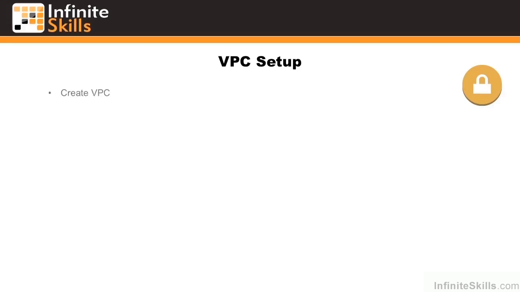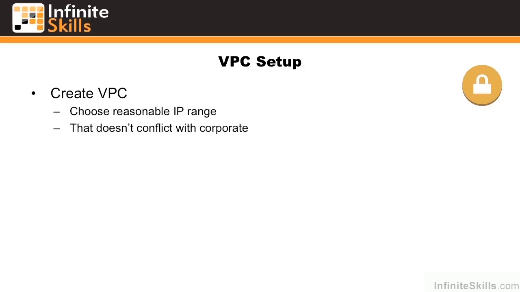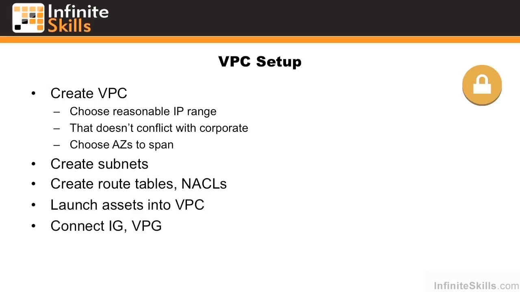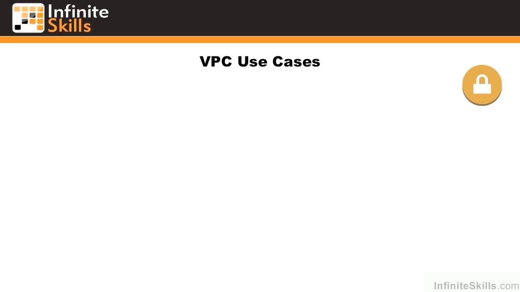AZ. To set up a VPC, you first create it by choosing a reasonable IP address range, being careful not to conflict with an IP address range that corporate has. Then you choose the AZs that you're going to span. You then create subnets, route tables, network access control lists, and launch your assets into the VPC. You can connect an internet gateway and a virtual private gateway, and consider programmatically connecting and disconnecting the internet gateway if you can.